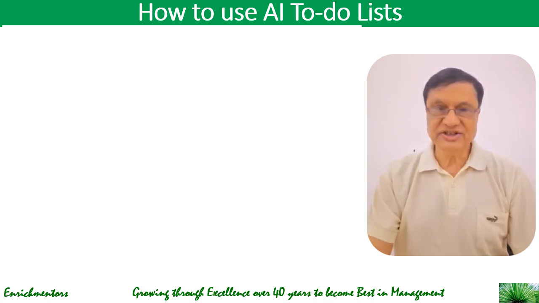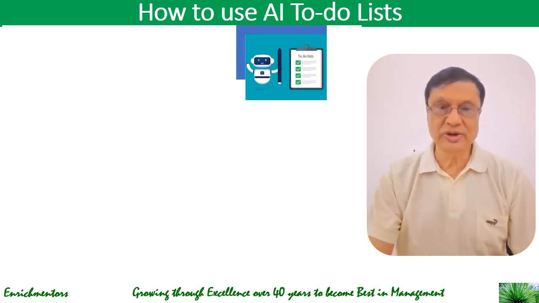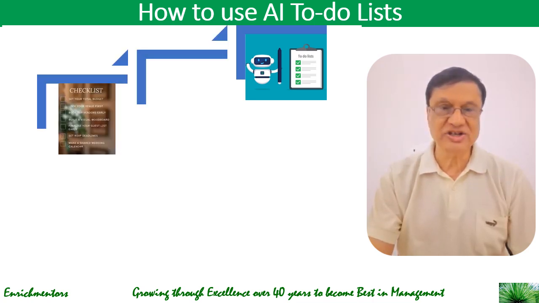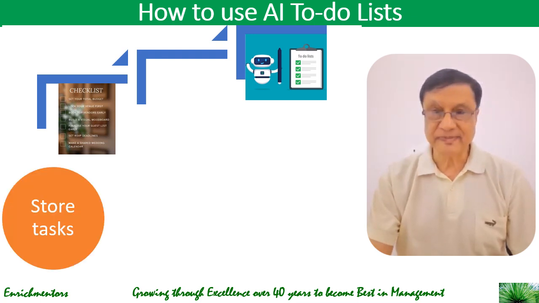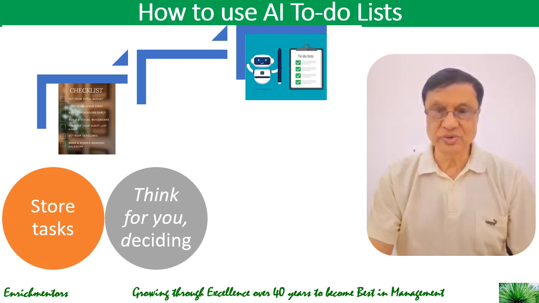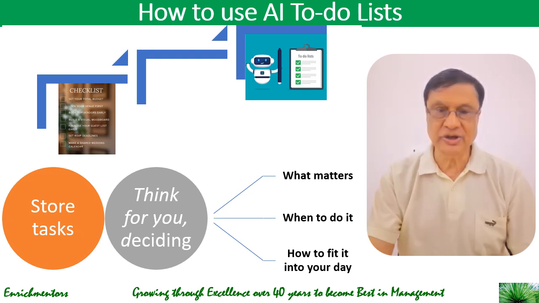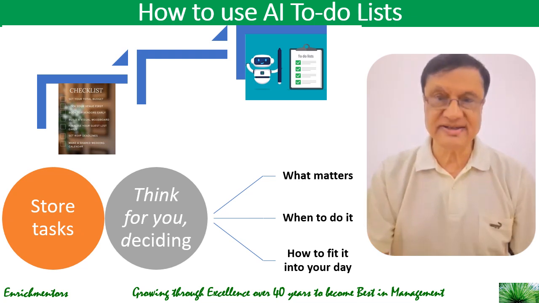So, that's a great question. How to use an AI to-do list? Now, AI to-do lists are a big upgrade over traditional checklists because they don't just store tasks, they think for you, and then they decide what matters, when to do it, and how to fit it into your workday. Now, how to use this for task prioritization and automation? Let us take a look at that.